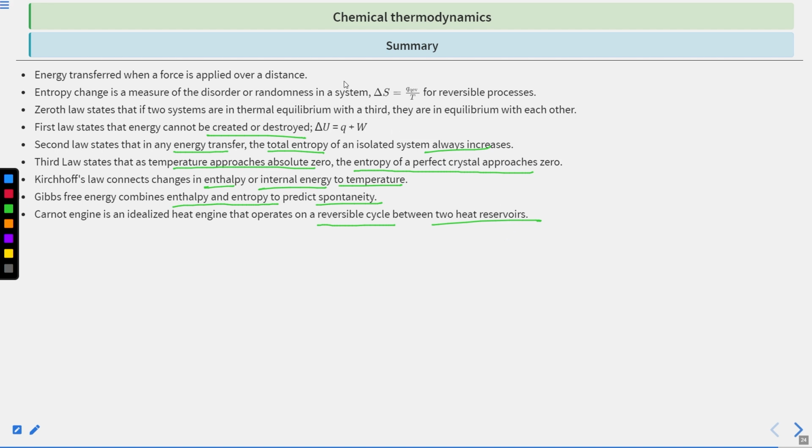And here this term will not come, so it will be only Q divided by T.